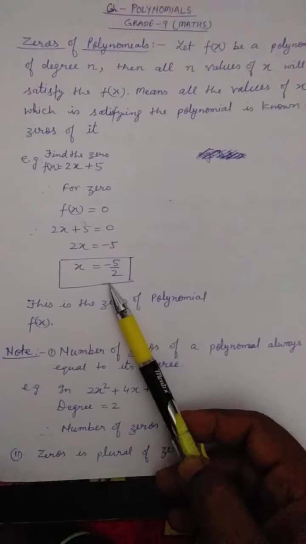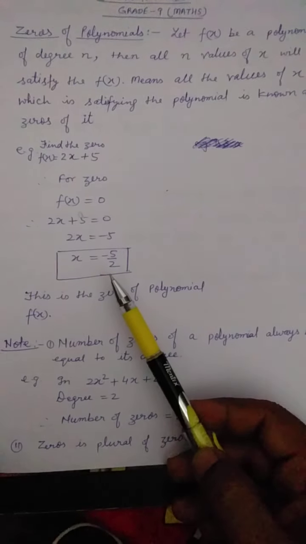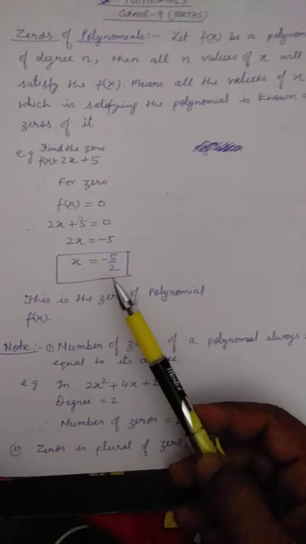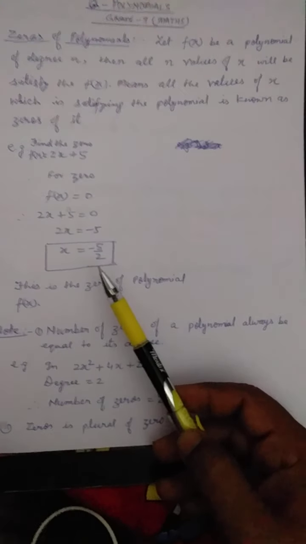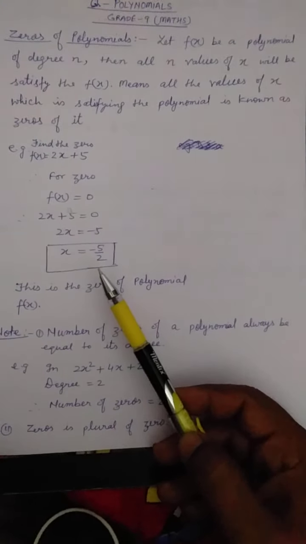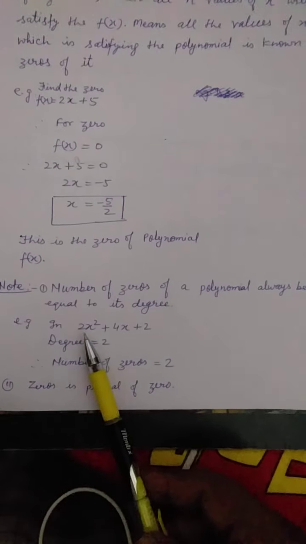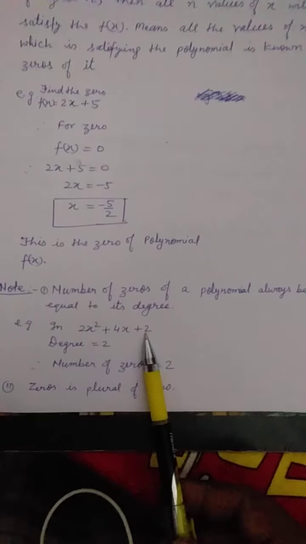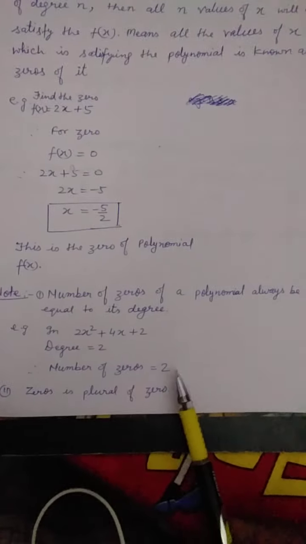Some questions are there in which such things are asked: check whether x = 2 or x = 5 is the zero of the given polynomial. If so, we put the value. If we get the result as 0, then we can say it's a zero, right? Again I would like to repeat, the number of zeros of a polynomial is always equal to its degree. As in this example, 2x² + 4x + 2, its degree is 2, therefore the number of zeros will be 2.